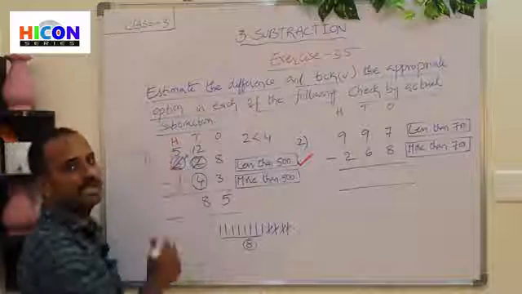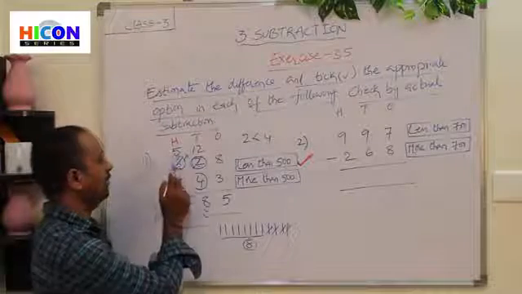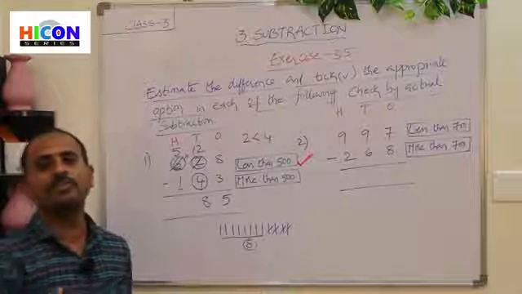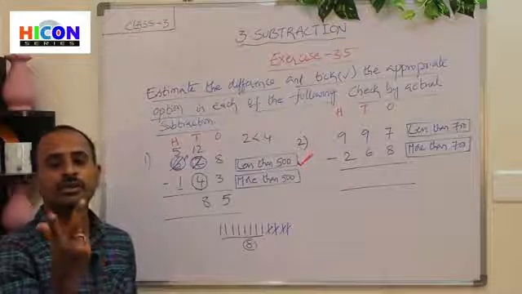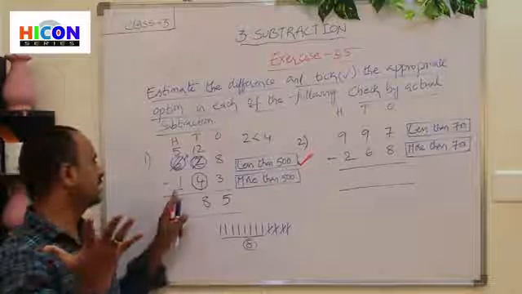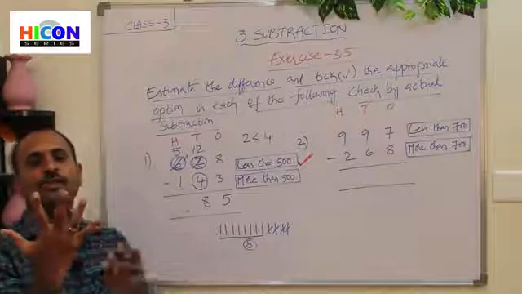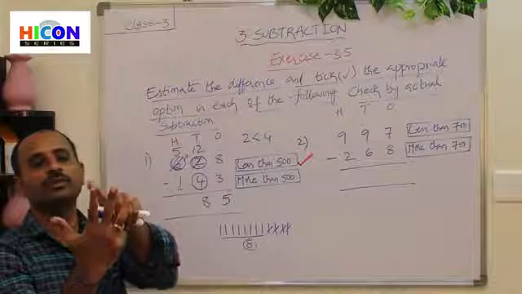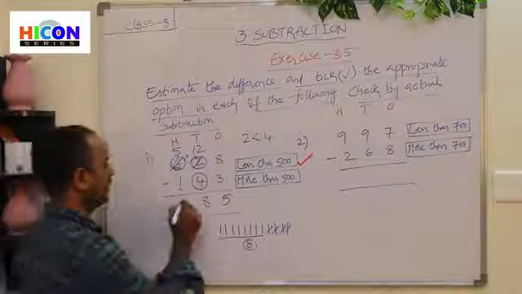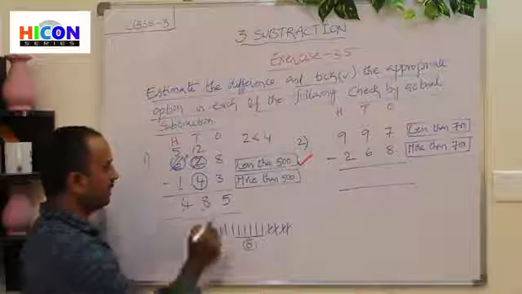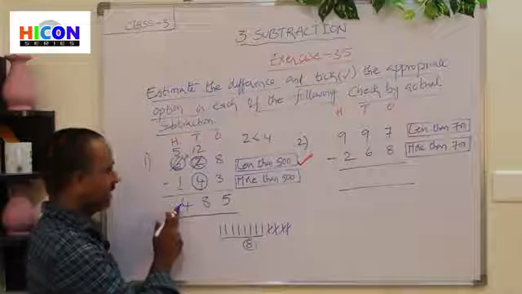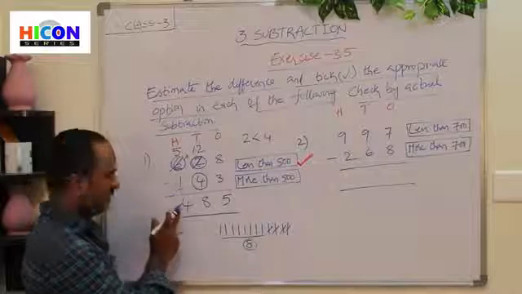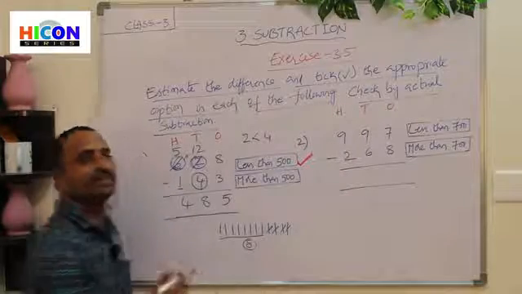Now go to hundreds place. What are the digits in hundreds place? 5 and 1 are in hundreds place. What is the first number? 5. So open 5 fingers of your hand. 1, 2, 3, 4, 5. And what is the second number? 1. So close one finger among these 5 fingers. How many fingers are remaining? 1, 2, 3, 4. So write 4 under hundreds place. So the answer is 485. Is it less than 500 or greater than 500? It is less than 500. So our estimation is correct.